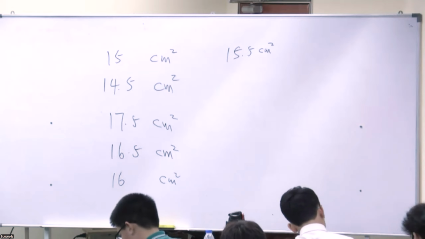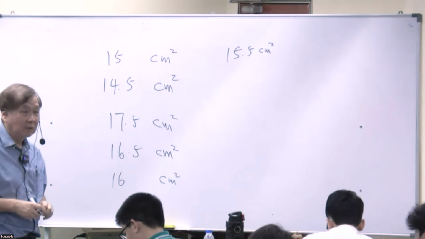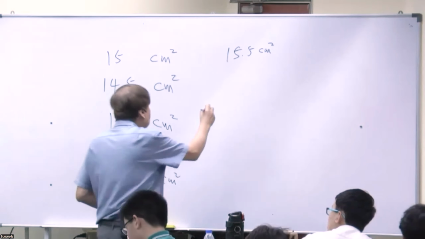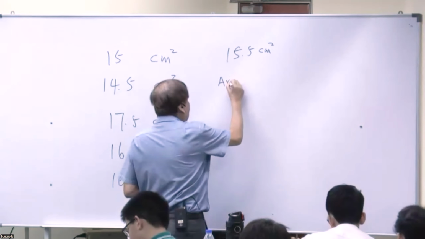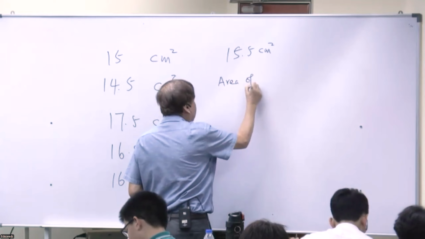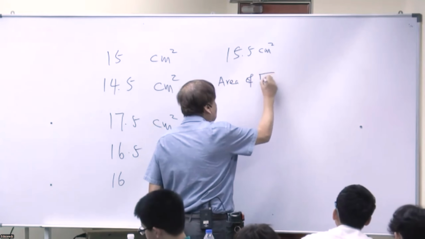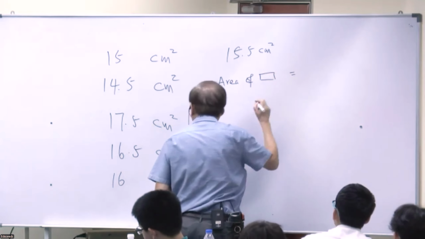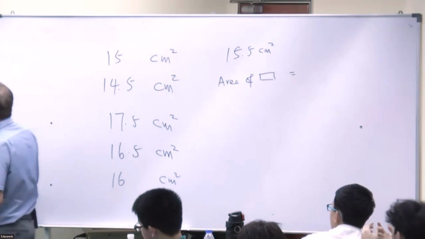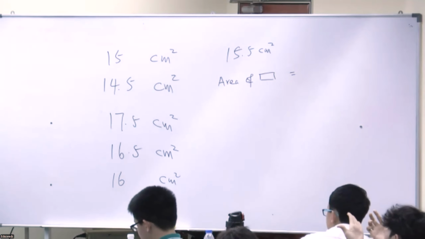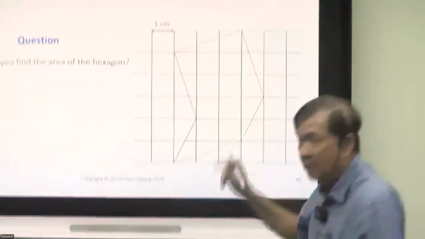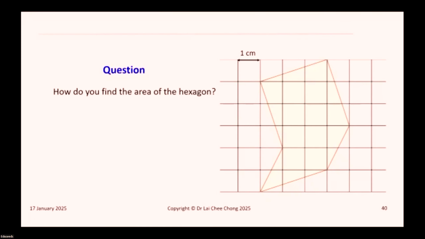Now, first of all, let's find the area of the rectangle. Am I right? So, area of the rectangle is equals to what? Tell me. 6 times 4. Am I right? Okay, good. 6 times 4. I got 24 cm squared. Okay, now I take all the little ones.